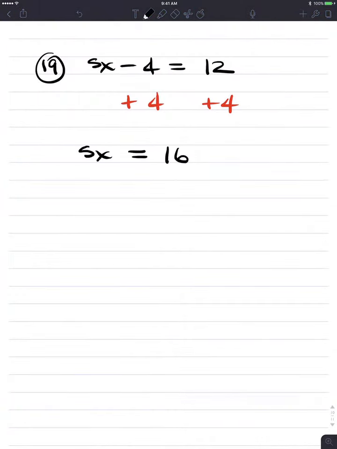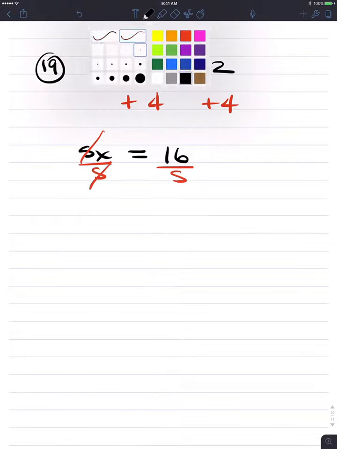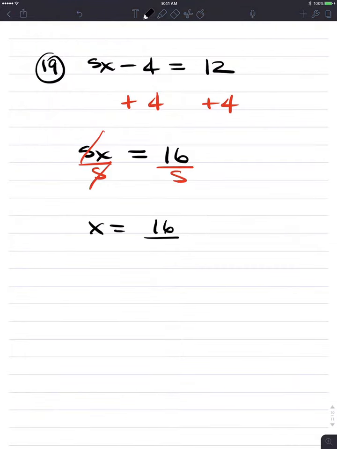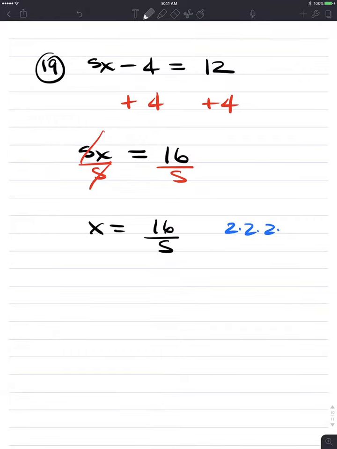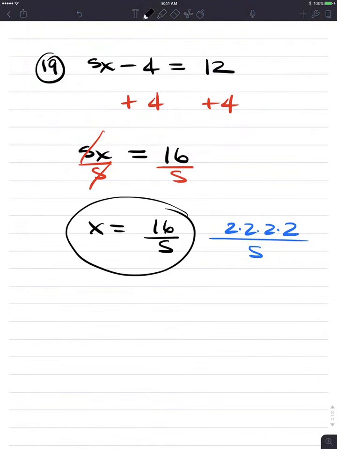Number 19. 5x minus 4 is 12. We're going to undo our subtraction of 4 by adding 4 to both sides. We end up with 5x equals 16. I'm now going to divide both sides by 5. We're going to end up with x equals 16 over 5. Every answer that's a fraction must be reduced. 16 is written as 4 2s over 5. We're done. The 2 does not cancel with the 5. None of these 2's.